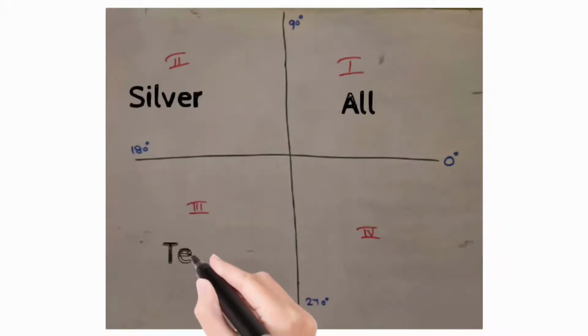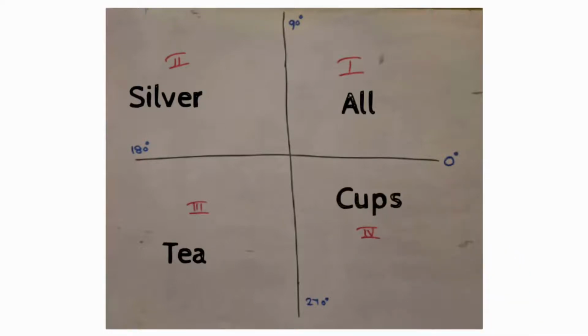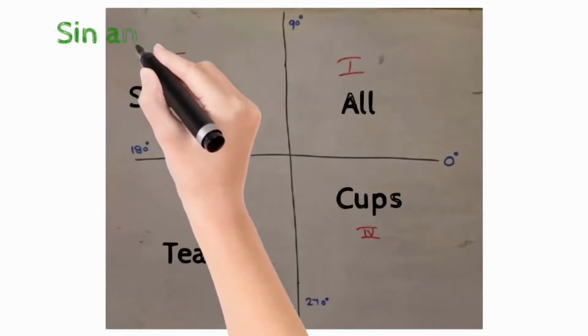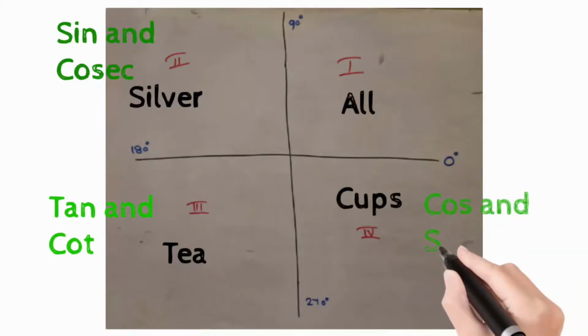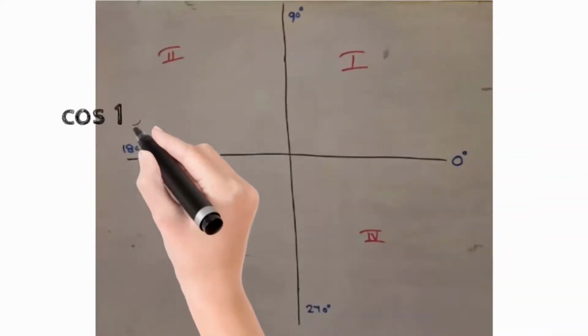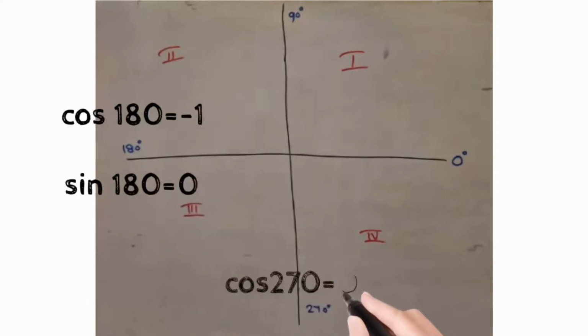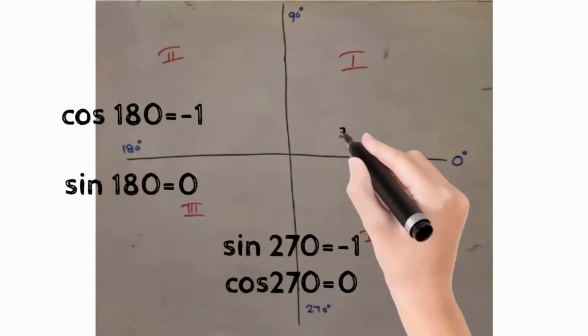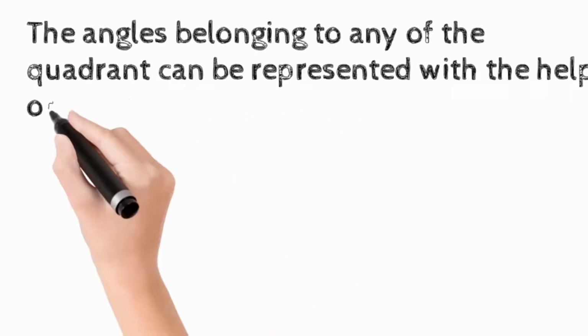The second quadrant stands for silver, S, which is sine and the inverse of it, cosecant. The third quadrant is tan, that is T, where tan and its inverse cot are positive. And in the fourth quadrant, cos and secant are positive. Let us see the values of cos and sine at the extreme points. Cos 180 is minus 1, sin 180 is 0, cos 270 is 0, sin 270 is minus 1, and the values at 360 degrees are equivalent to 0 degrees.